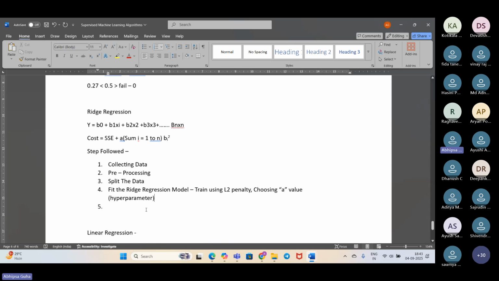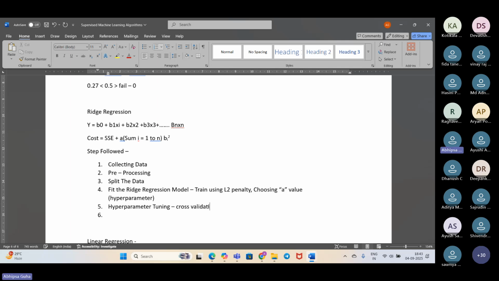Okay. So after fitting the ridge regression model, what are we doing? We are doing the hyperparameter tuning that will make our model work better. We are doing hyperparameter tuning where we are using cross validation to get the best value of A. Okay, using cross validation.